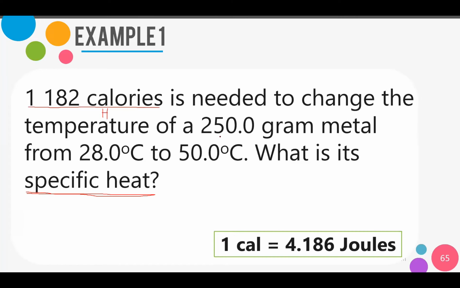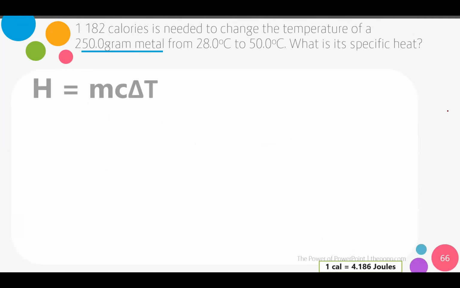So the mass of the metal is 250.0 grams, and its temperature rises from 28.0 degrees Celsius. So ito yung kanyang initial temperature to 50.0 degrees Celsius. So ito yung kanyang final temperature. Okay, so using this given, we can be able to solve for our specific heat using the equation H is equal to mass times specific heat times the change in temperature.